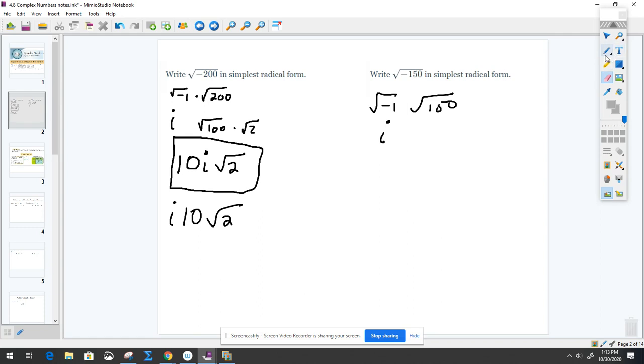It'd be 50 and 3, and 50 is not a perfect square factor. So it'd be square root of 25, square root of 6. The square root of 25 is 5, so this would simplify to 5i square root of 6. So now what this allows us to do is, anytime I have a negative underneath a radical, I can now simplify it. I'm not allowed to say no real solution anymore.